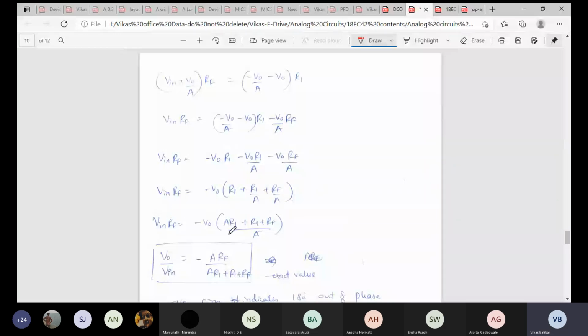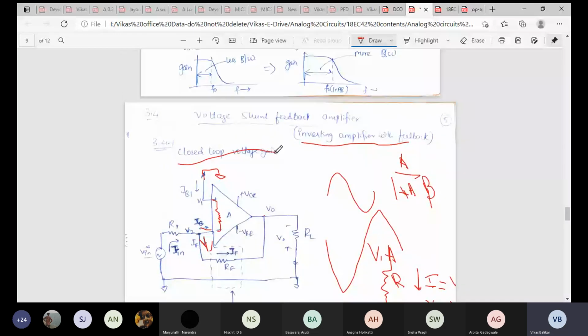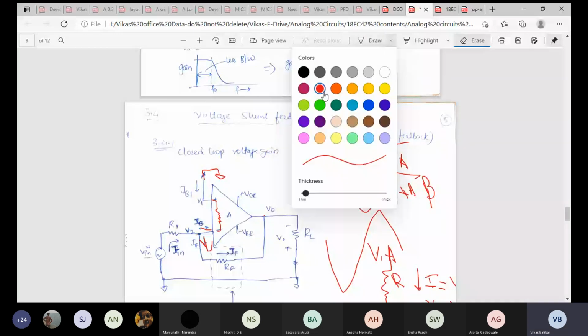I'll try to re-simplify this by making the denominator equal to A. So after taking the LCM and simplifying, that gives me A R1 plus R1 plus RF divided by A, multiplied by V0. Now I'm interested in finding the gain, because I started with a closed loop gain that I wanted to highlight.